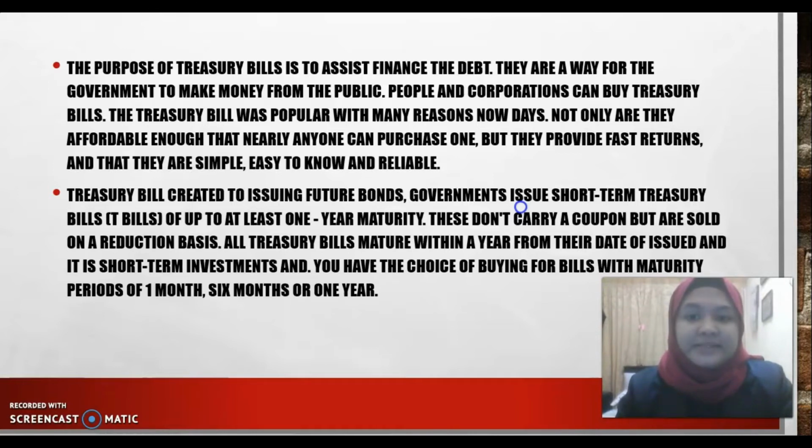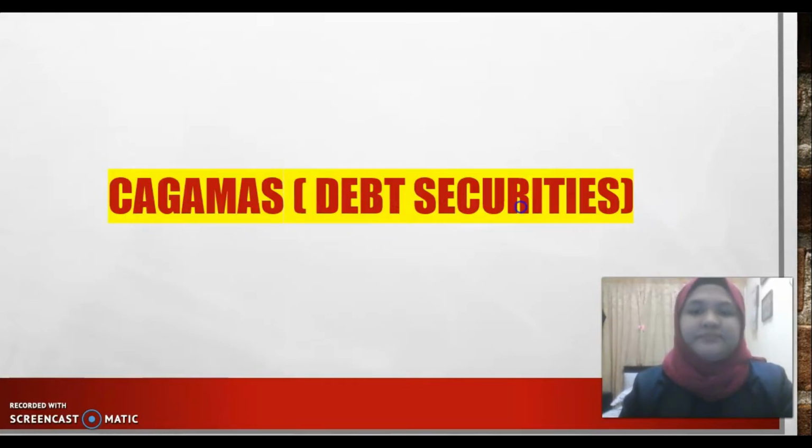Treasury bills are created for issuing future bonds. The government issues term Treasury bills of up to 1 year maturity. These don't carry a coupon but are sold on a discount basis. All Treasury bills mature within a year from their date of issue, and it is a short-term investment. You have the choice of buying bills with a maturity period of 1 month, 6 months, or 1 year.